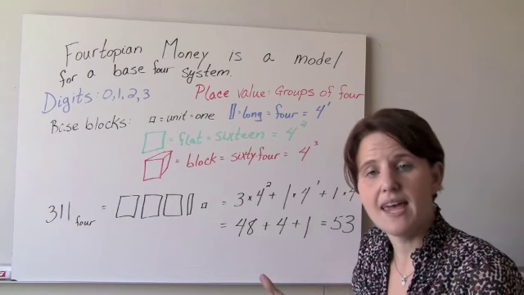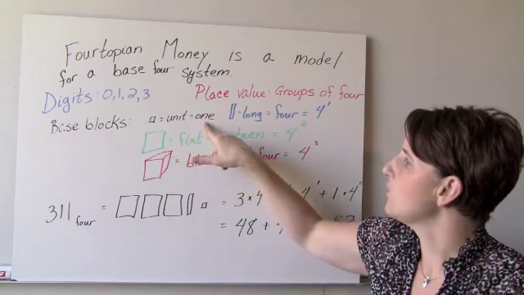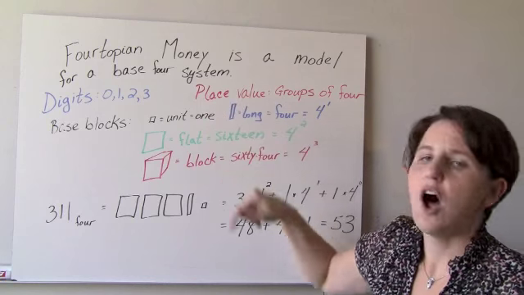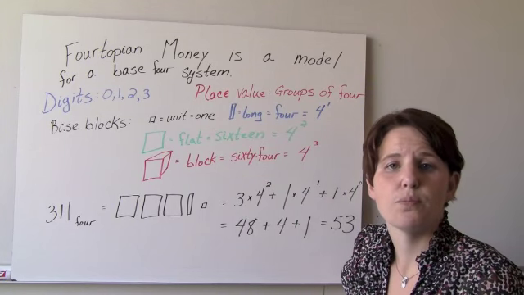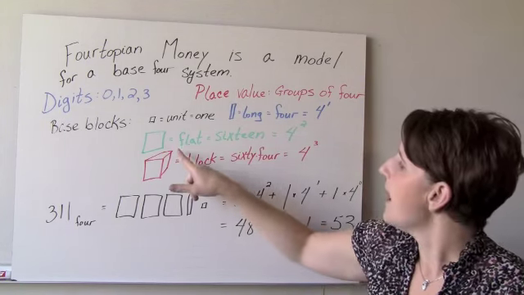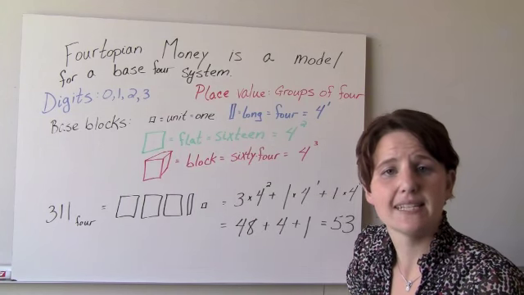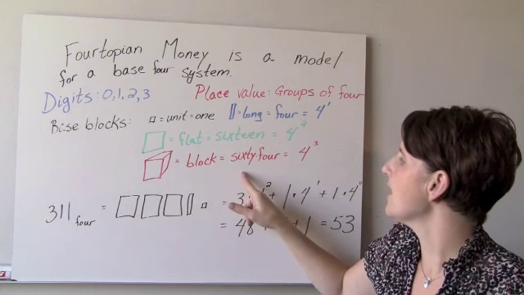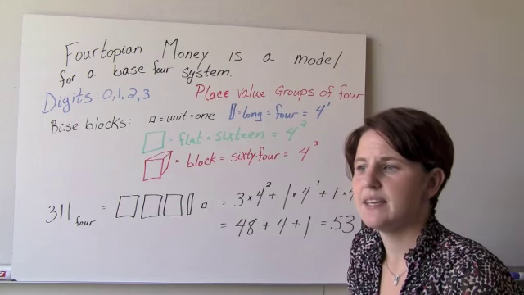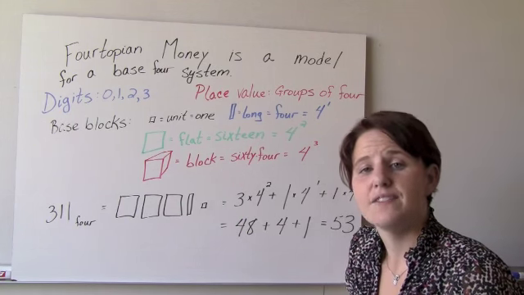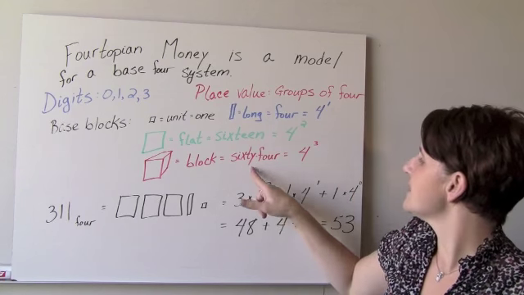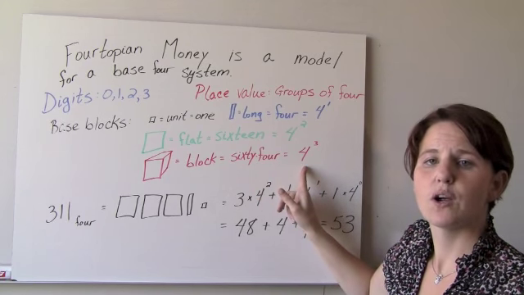We could also look at base blocks, just like we did in our Hindu-Arabic system, which I called base 10. We could call the unit 1. Now a long is going to represent a group of 4. A flat will represent 4 groups of 4, or 16. And a block is going to represent 4 groups of 16, which is 64, or 4 cubed.